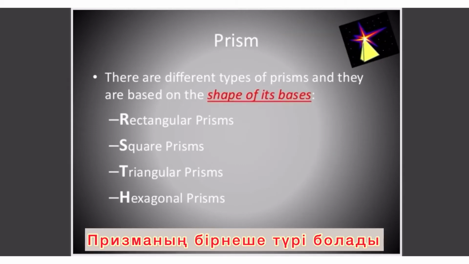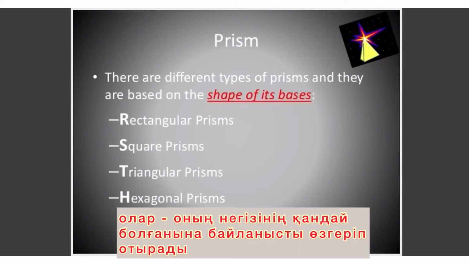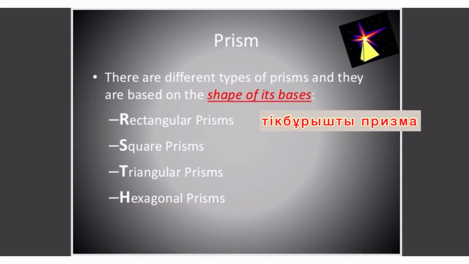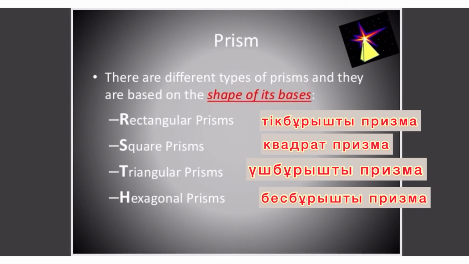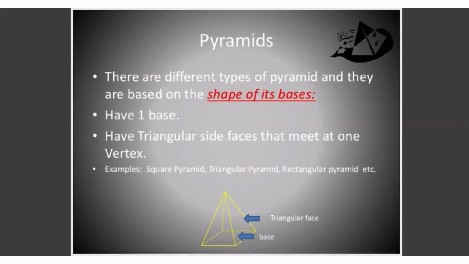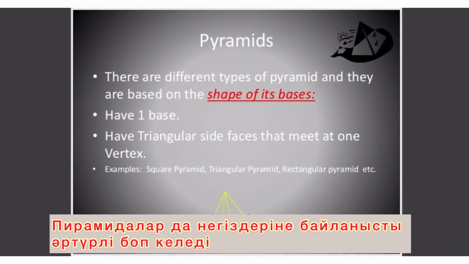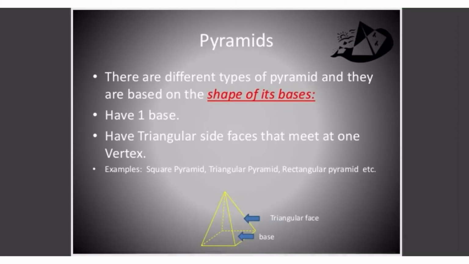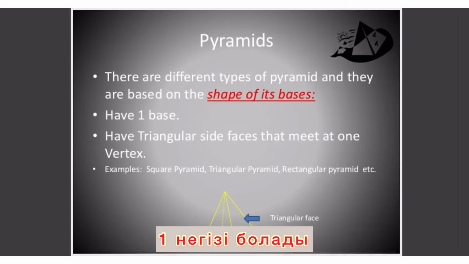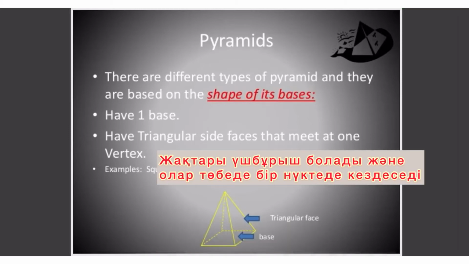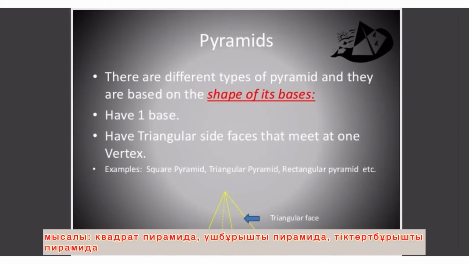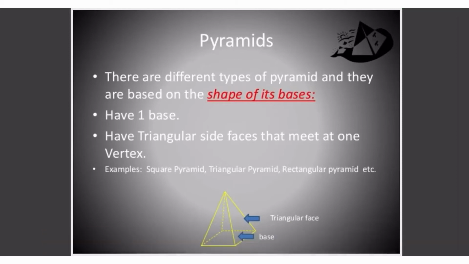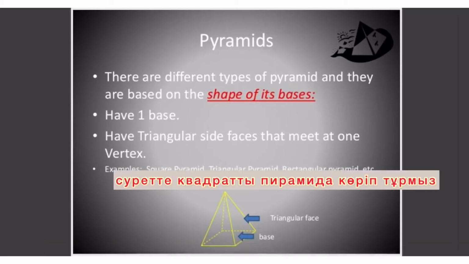Prism, there are different types of prisms and they are based on the shape of its bases. There are types like rectangular prisms, square prisms, triangular prisms, and hexagonal prisms. Pyramids. There are different types of pyramid as well, and they are based on the shape of its bases. They have 1 base, they have triangular side faces that meet at 1 vertex. For example, square pyramid, triangular pyramid, rectangular pyramid, and etc. In the picture below, you can see a square pyramid.